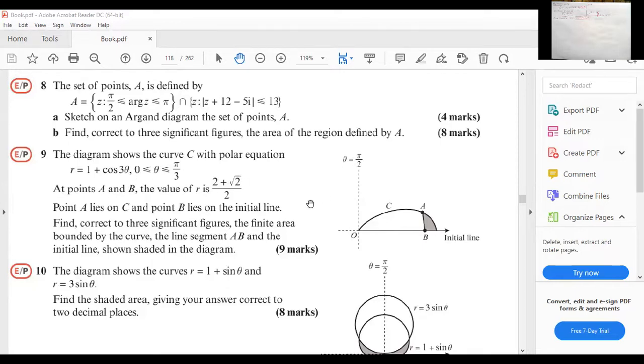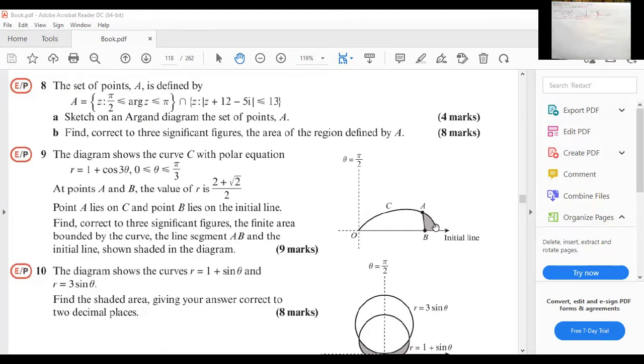and theta is between 0 and pi over 3. At points A and B, the value of R is given to you. That means you know R here and you know R here. Point A lies on the curve and point B lies on the initial line. Find, correct to 3 significant figures, the finite area bounded by the curve and the line.